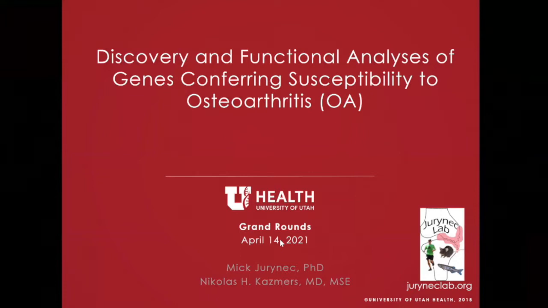Today we have Mick Jurynec, who most of you probably know, giving us a presentation. Just a brief intro, Mick is a PhD scientist within our department. He's been here for a few years now, primarily working on the genetic basis of osteoarthritis, which I think is a very interesting area of research and potentially incredibly important. So today he's going to give us a talk titled Discovery and Functional Analyses of Genes Conferring Susceptibility to Osteoarthritis.